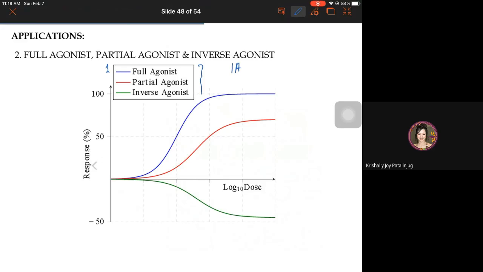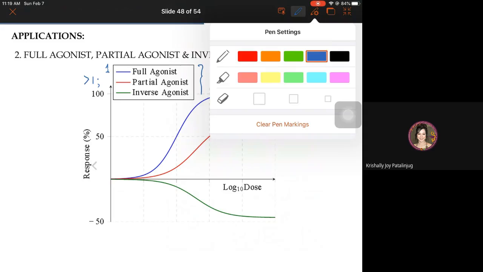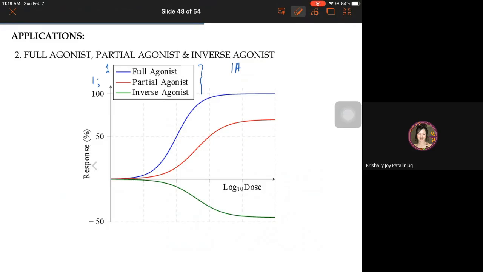For partial, it would be less than 1, but greater than 0. That would be for a partial agonist. And for the inverse agonist, it would be less than 0. All right, so that is how we differentiate the three based on their quantal unit of intrinsic activity.